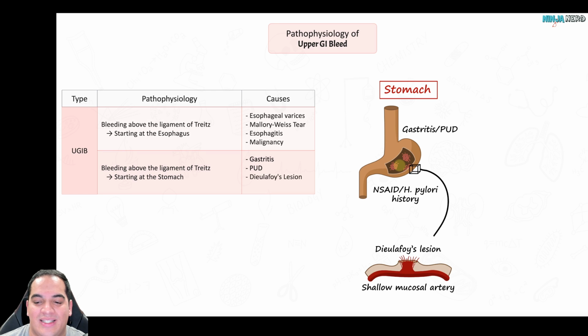And again, think about NSAIDs, think about H. pylori, particularly in the history. Have they been treated for H. pylori in the past? Are they taking a lot of NSAIDs? These definitely may make you think about that.